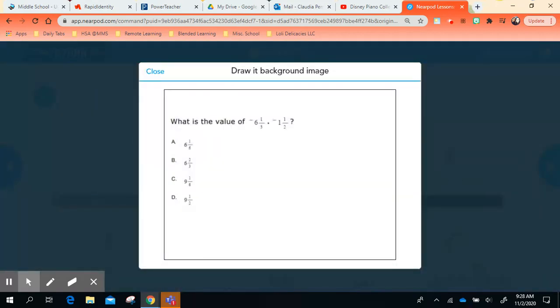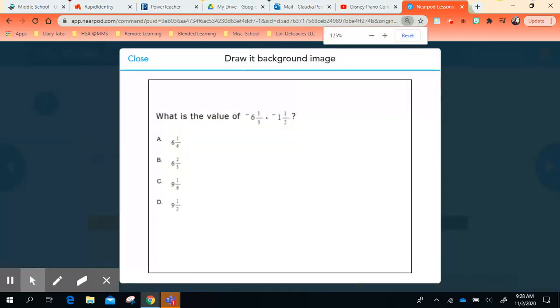Okay, so this should be a review from last week. So we have, what is the value of negative 6 1/3 times negative 1 1/2? I'm going to start it with you. Okay, so in order to work this out, what is the first thing I need to do, Emily? What do I do to these numbers first so I can work it out? Okay, I need to turn them into what kind of numbers? Improper fractions.